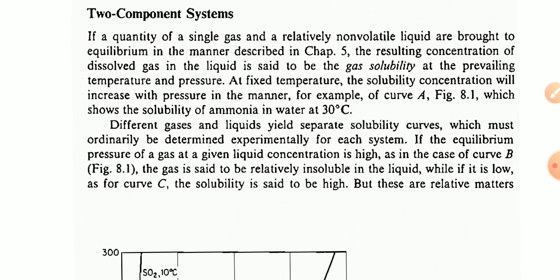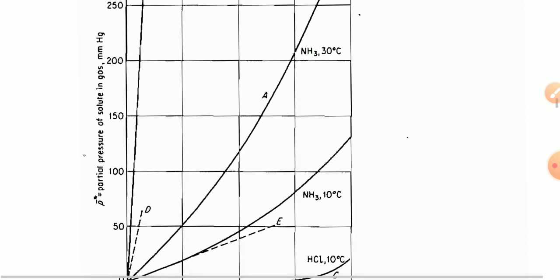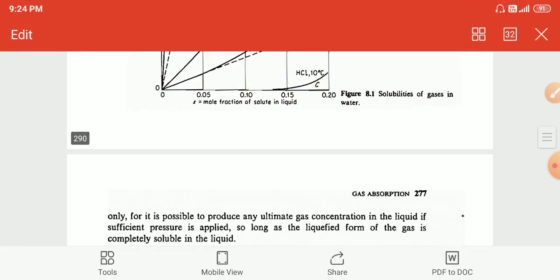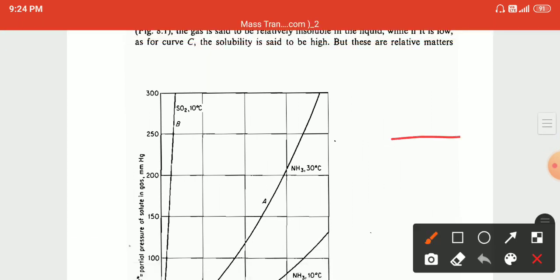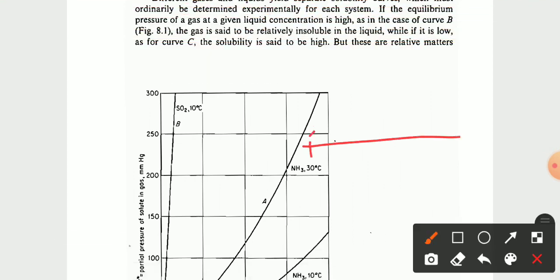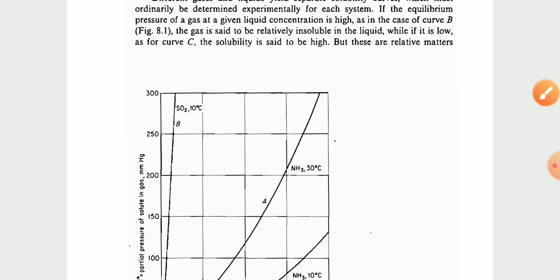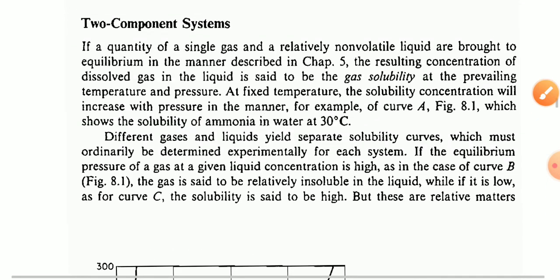For example, curve A, this one. This curve is for ammonia at 30 degrees Celsius. In figure 8.1, which shows the solubility of ammonia in water at 30 degrees Celsius, as we saw in the graphical system.